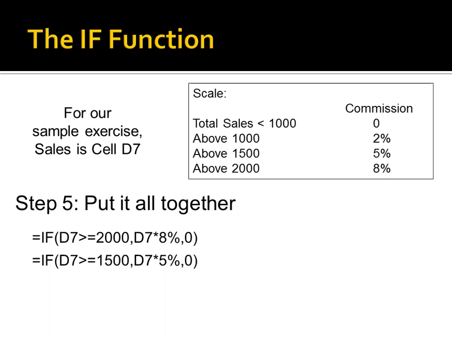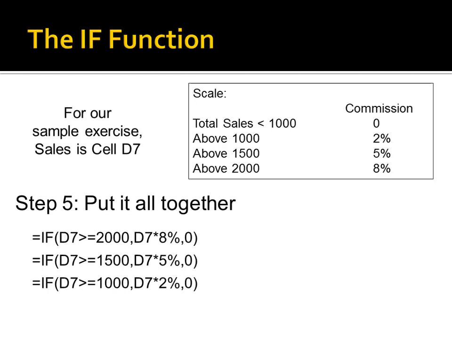You have done the one that says above 1,500. If D7 is greater than or equal to 1,500, D7 times 5%. You have done the one that's above 1,000. If D7 is greater than or equal to 1,000, D7 times 2%, otherwise 0. We have our 3 functions. I need to be sure that we don't have 3 functions, but one huge function. We're going to put a function in a function in a function.